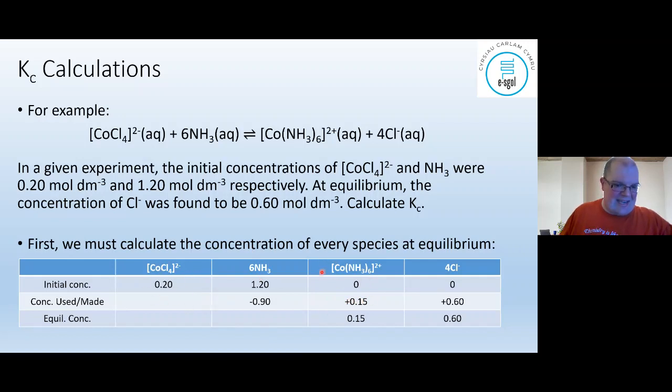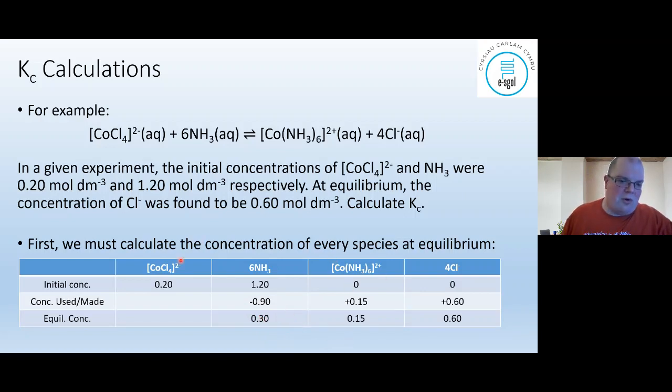Now, that's nice and easy. That is a 1-to-1 ratio. So, oh, nope, I've done it the other way around. So I've got 0.12 minus 0.9. I end up with an equilibrium concentration of 0.3. Okay, so that's our final answer for the ammonia.